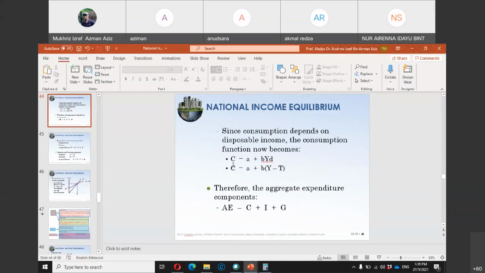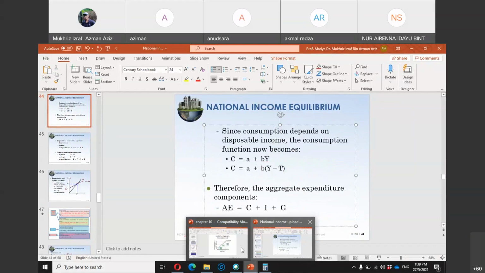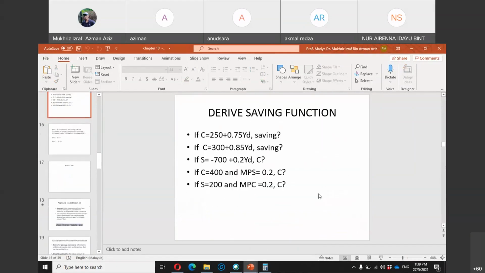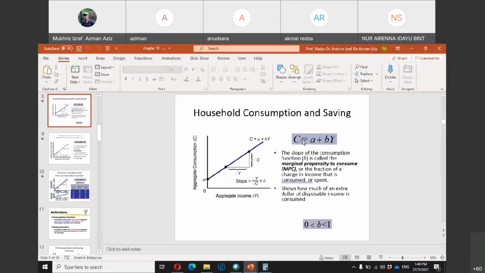C is equal to A plus B multiplied by YD. Previously we mentioned C is equal to A plus BY, from our discussion last Monday. Whenever you write the consumption function for a two sector economy, you only use C equals A plus BY. So this function is only used when there is no tax in the system, or you are only dealing with a two sector economy.